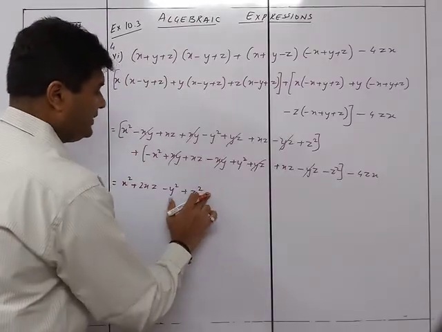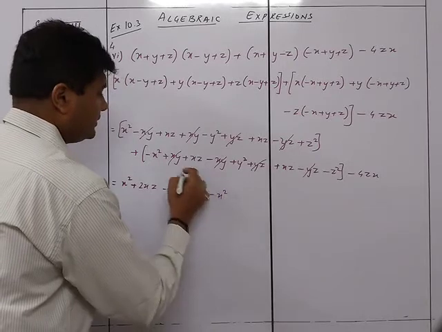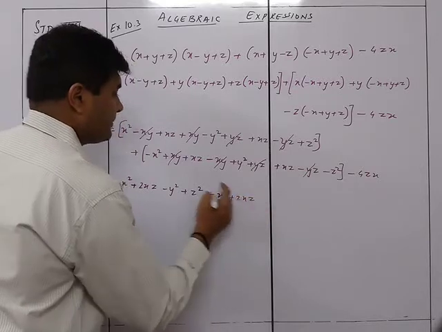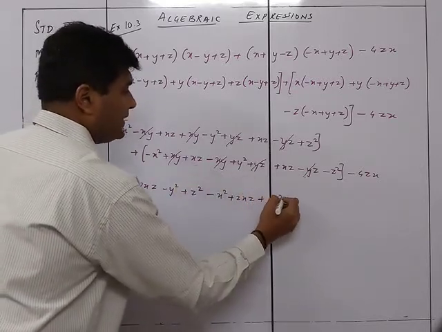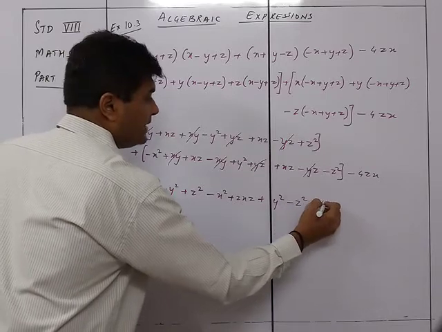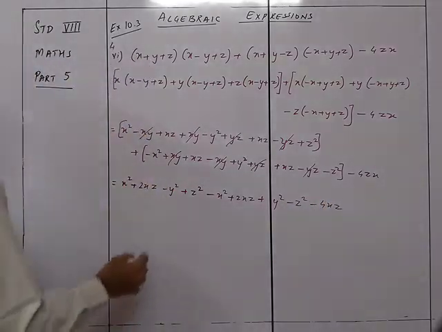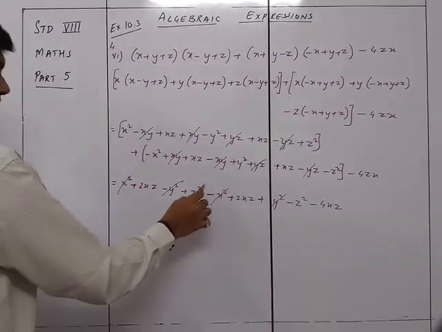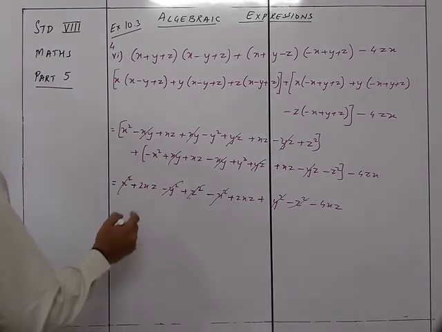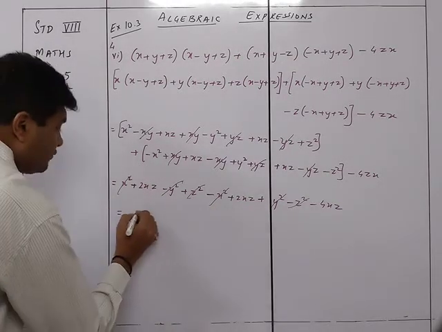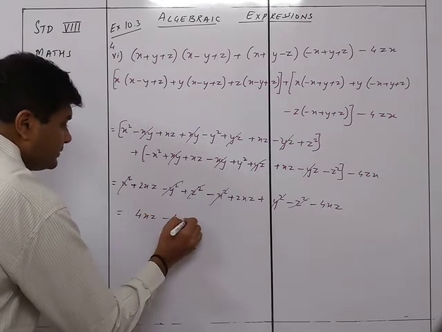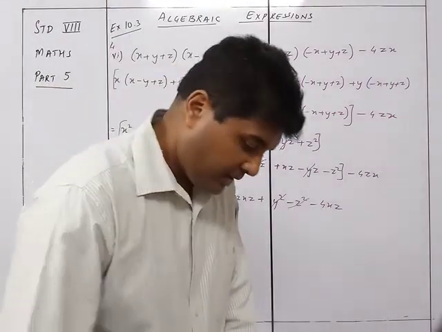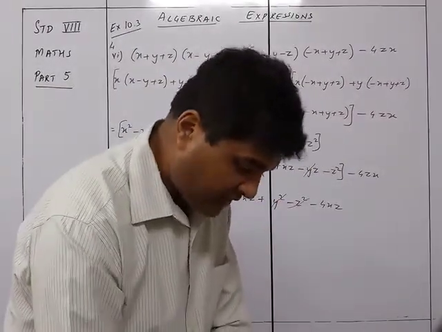plus, or we'll just open the bracket directly, minus x square, xz plus xz 2xz, so plus 2xz plus y square minus z square minus 4xz. x square minus x square, y square minus y square, z square minus z square cancel. So this will be 2xz plus 2xz is 4xz minus 4xz. Wow, answer is 0. Okay, so yeah, surely the answer is 0.